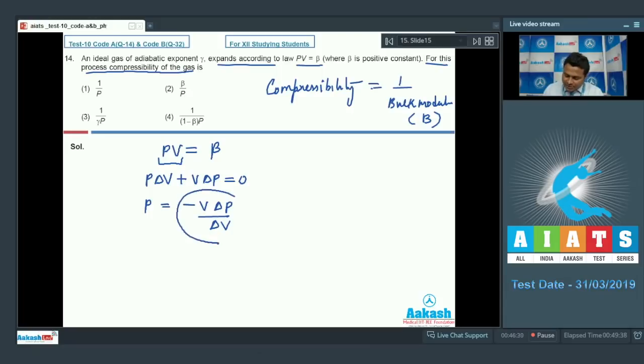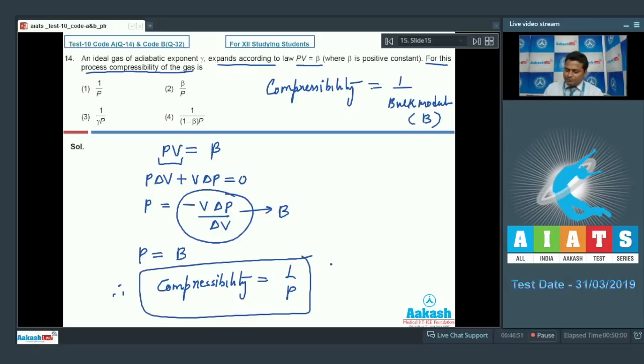Now, if you see this particular thing, we will say that this is a bulk modulus actually. That is the expression for bulk modulus. So we got pressure directly equal as bulk modulus. Therefore, compressibility will be reciprocal of pressure, 1 by P. And after looking at the options, we can say that option number 1 is absolutely correct. So we will go with option number 1. Now let us proceed to the next question, that is question number 15.